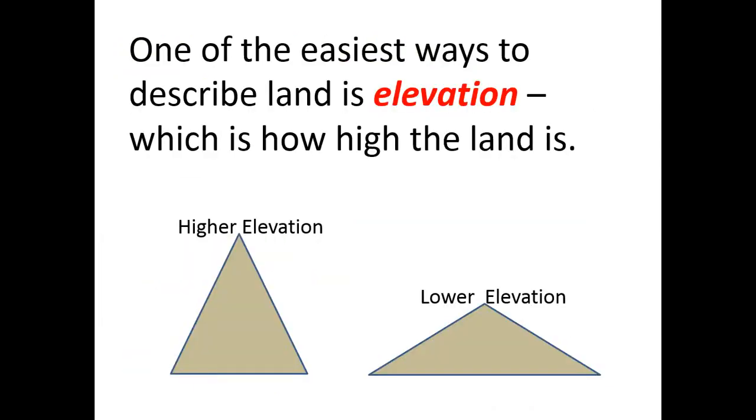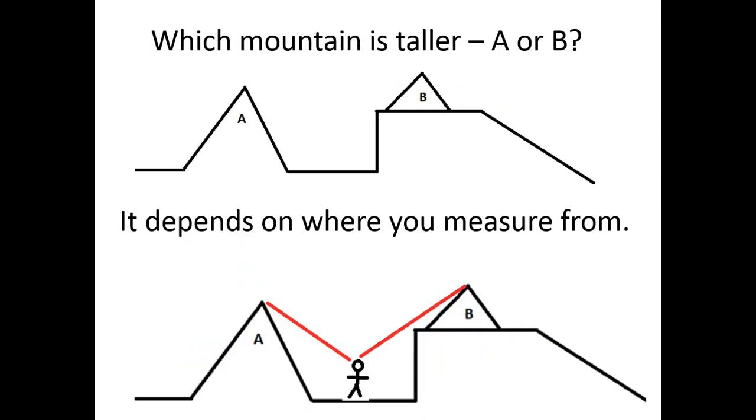Now, one of the ways to describe the shape of the land that you can tell from these maps is called elevation, which is just how high the land is. And you can see these two triangles representing two different mountains. We'd see that the one on the left has higher elevation than the one on the right. But the question becomes, how do we describe which mountain is taller? Look at these two mountains, two peaks, A and B. Which one's taller? It depends upon where you measure from.